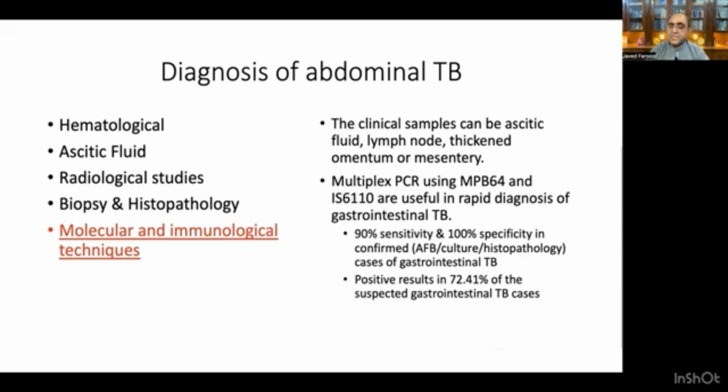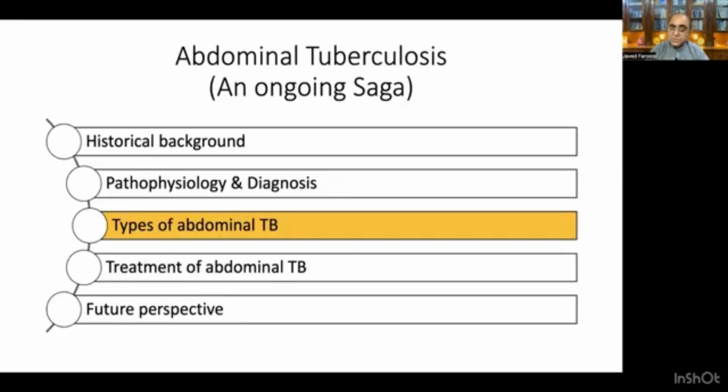And in clinical practice, what happens is that many times we give empirical therapy to treat the case as abdominal tuberculosis. And when the patient heals, when the patient improves, we make the diagnosis later on down the time that yes, this was a case of abdominal tuberculosis. So I end here. In the next lecture, we shall be discussing what are the types of abdominal tuberculosis.